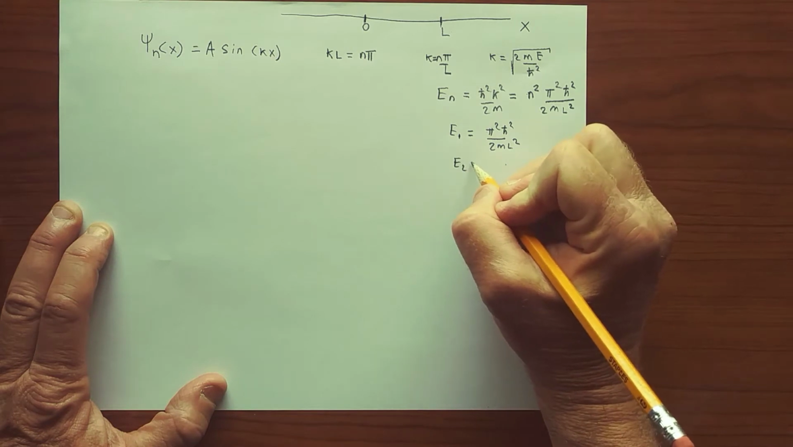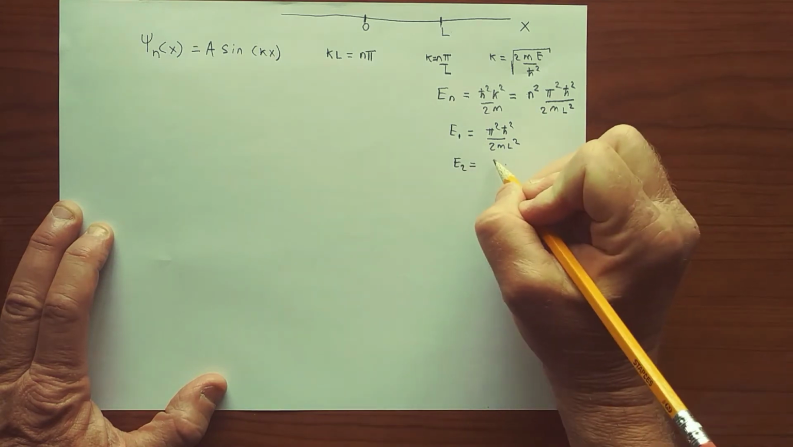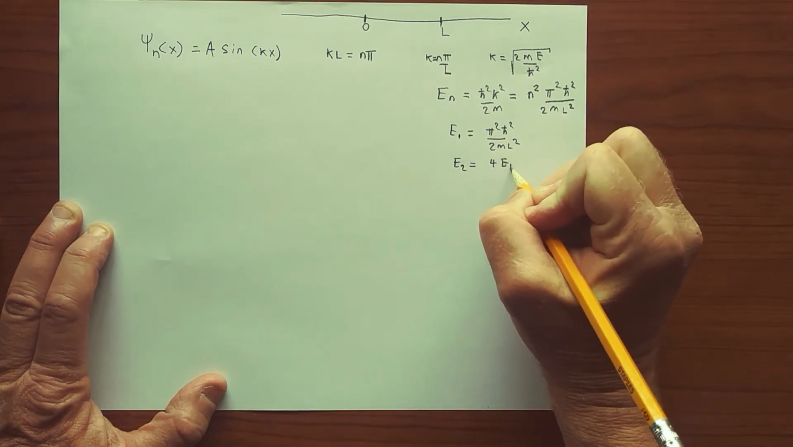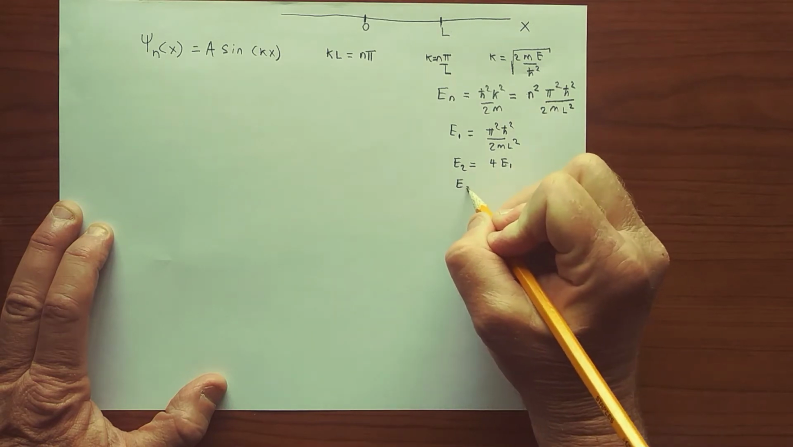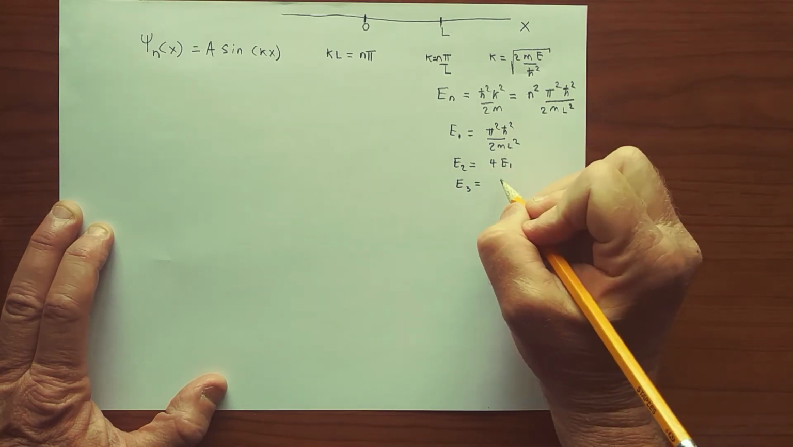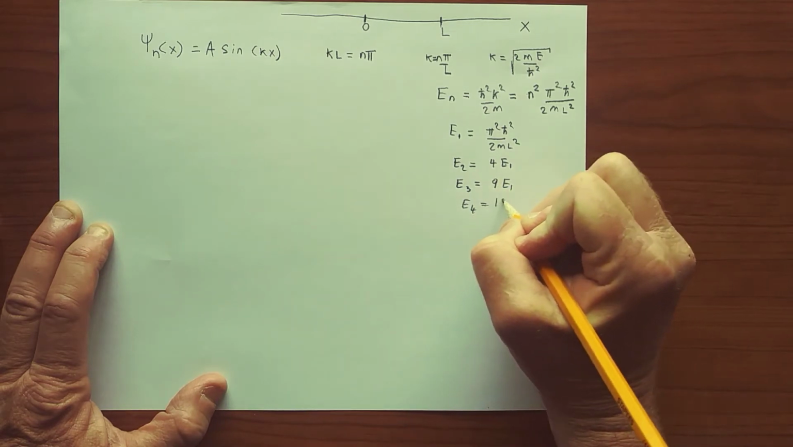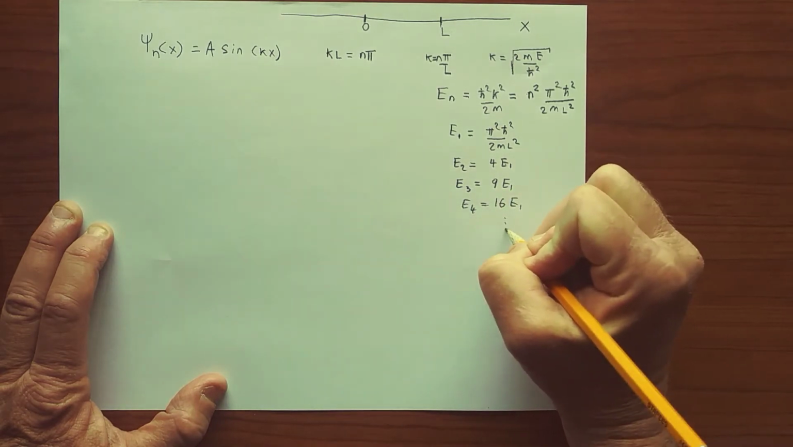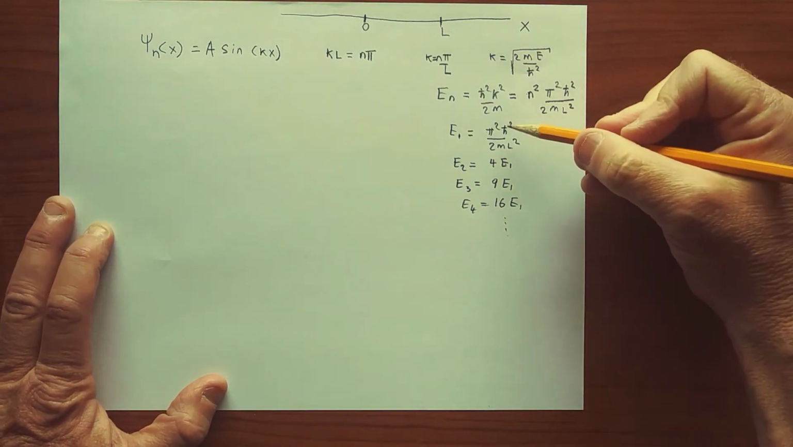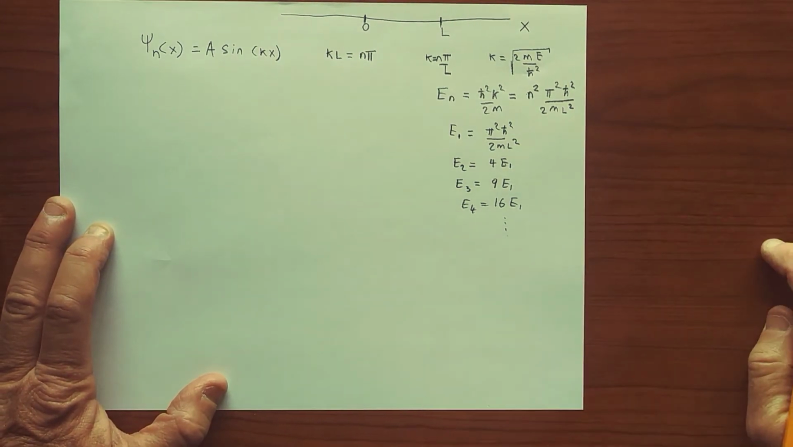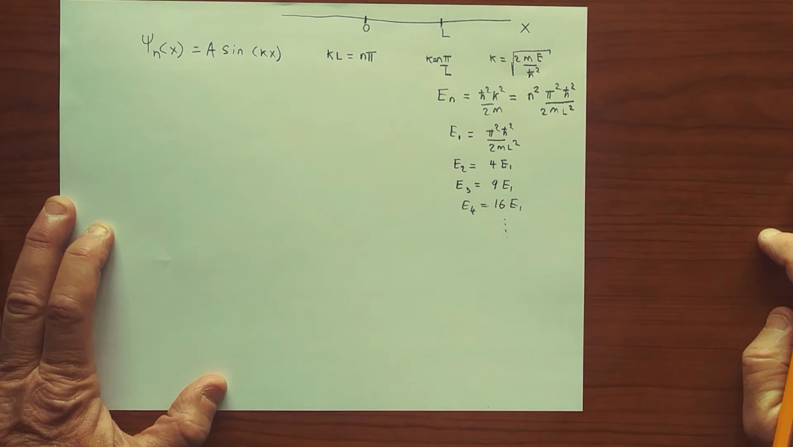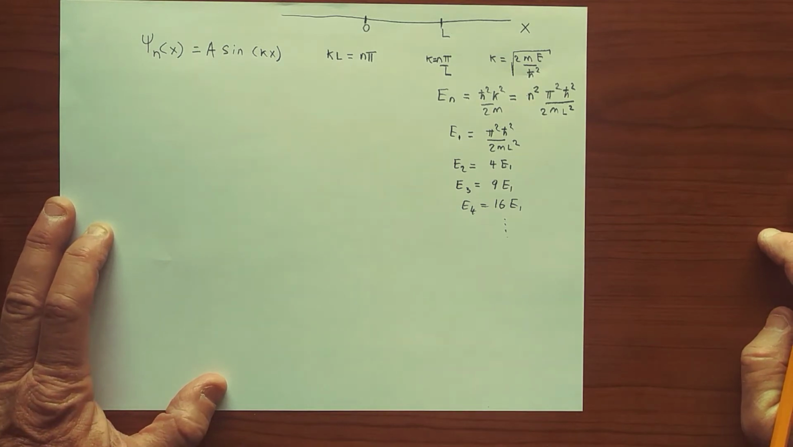E2 has n squared equals 4, so that's 4 times the value E1. E3 has a value which is 9 times E1, and so on. E4 has 16 times E1, and so on. Right, so not any value for the energy is acceptable. They come in discrete values.